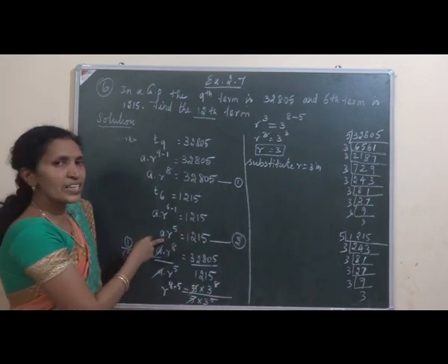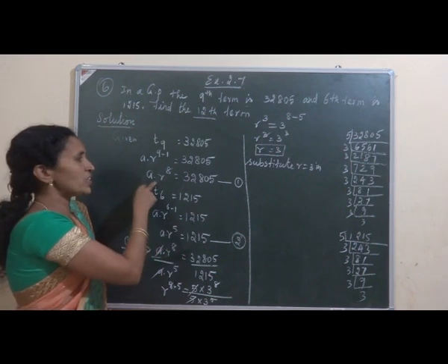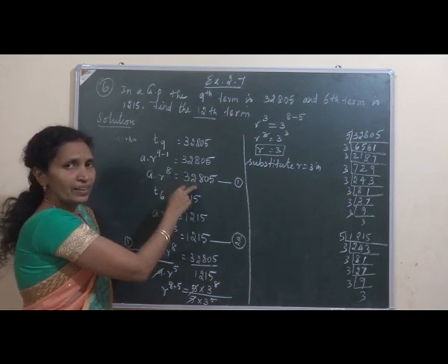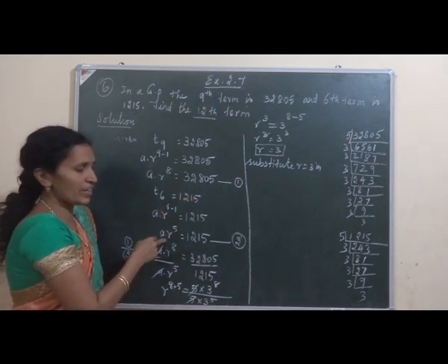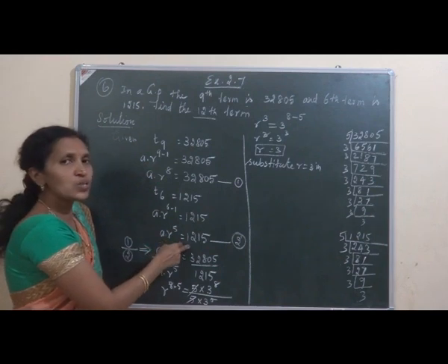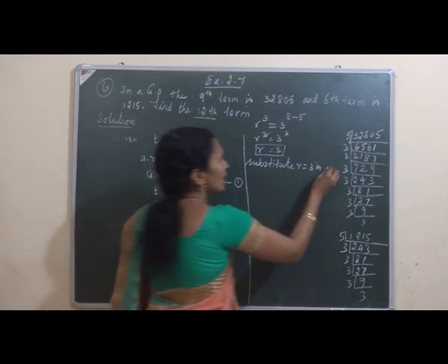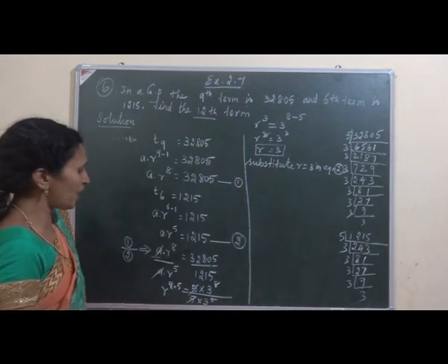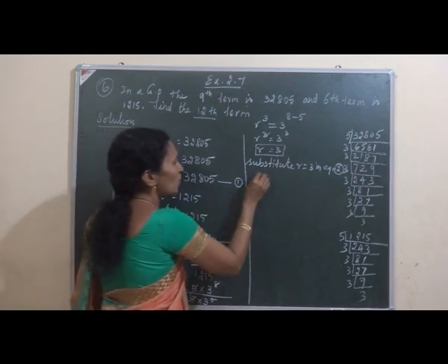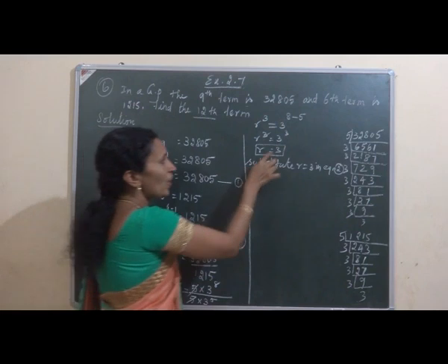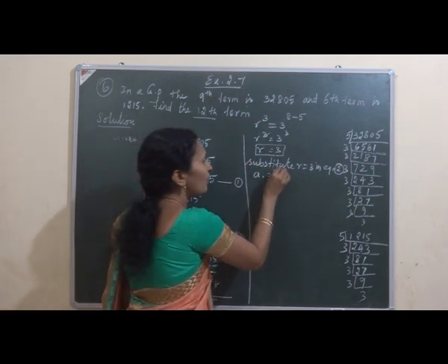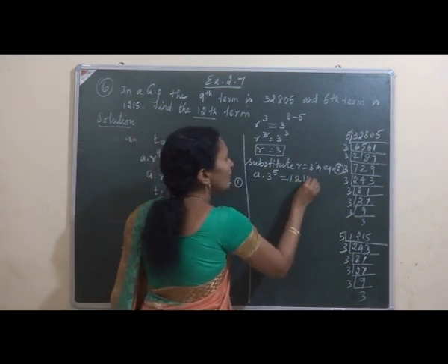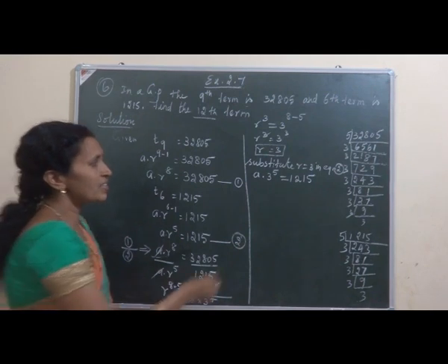Listen, the second equation is A into R power 5. The first equation is A into R power 8. This number also is somewhat big, right? So I select this equation: A into R power 5 equals 1215. Equation 2. Substitute here. Take this equation, A into R power 5. What's the value of R? 3. 3 power 5 equals 1215. Okay. Now listen students.